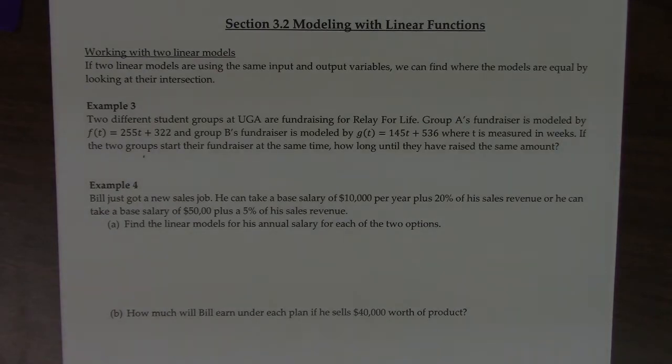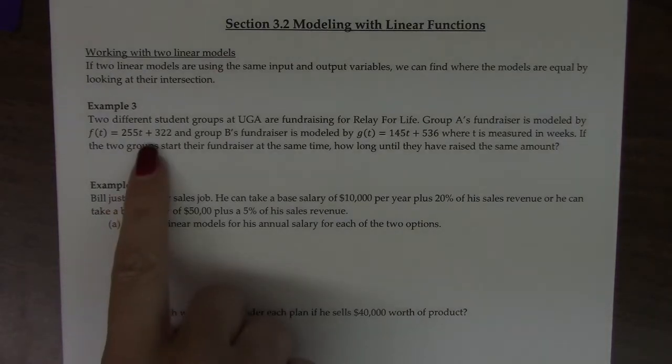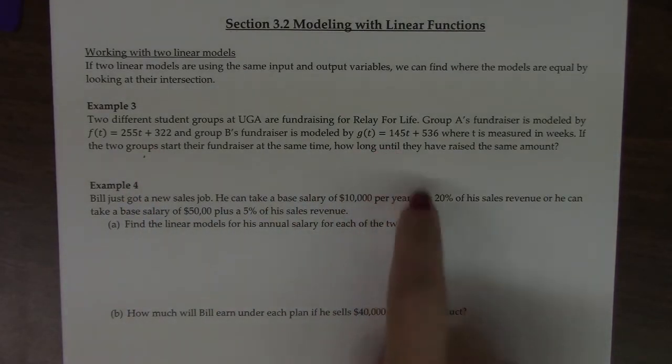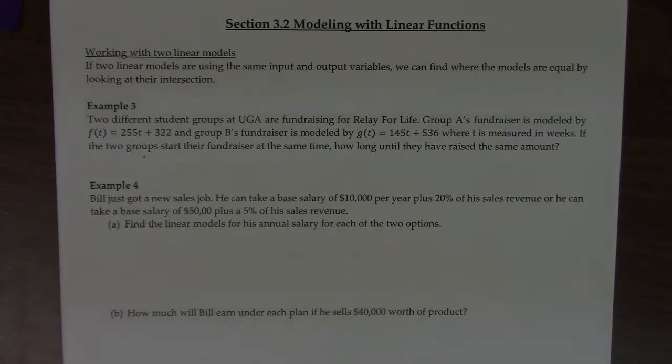Group A's fundraiser is modeled by the following equation, and Group B's fundraiser is modeled by this equation, where T is measured in weeks. If the two groups start their fundraiser at the same time, how long until they've raised the same amount? The reason we say they start at the same time is so that you know that T means the same thing in both functions. If we say T is 4, they've both been raising for 4 weeks.